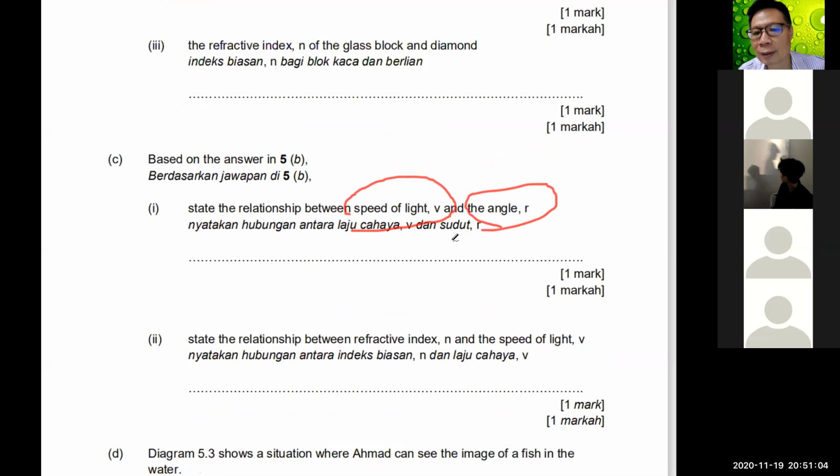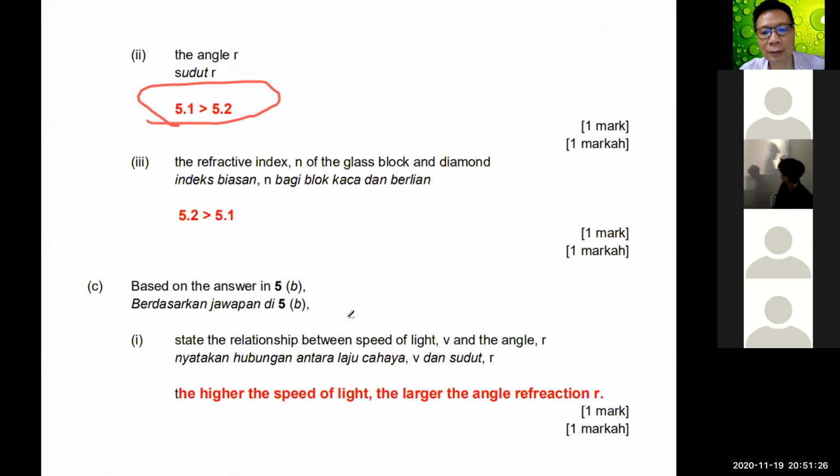The higher the speed, the larger the angle. Yes, very good. One more time, can or not? Say one more time. The higher the speed of light, the larger the angle R. Yes. Okay. Thank you very much, Huixin. That's the answer. The higher the speed of light, the larger the angle. Refraction, the spelling is wrong. Please wait, see carefully. Refract, F-R-A-C. The higher the speed of light, the larger the angle of refraction R.